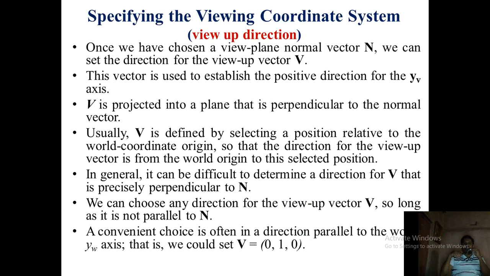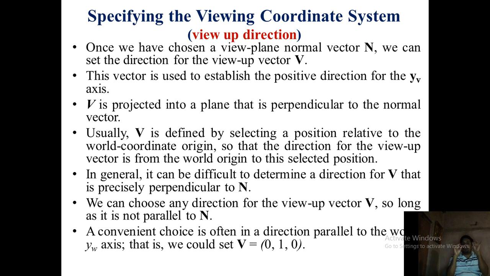Then specifying the view coordinate system, the view-up direction. Now we have set the normal vector, and we have set the z axis. Now we have to set the up direction. Up direction means orientation. You have to set the orientation of a camera. In a real life camera, if I tilt, then the camera will be rotated. But in OpenGL, how to do this? In graphics, how to do that?